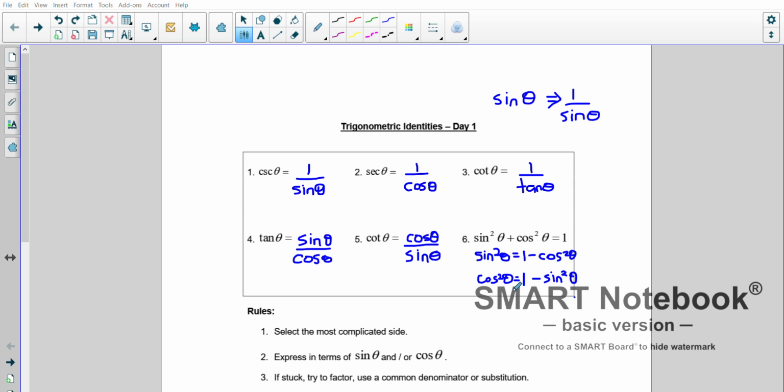Okay, so we can't just say, oh, this 1 divides out with this 1. That's not how that works at all. So we need another strategy here. So what I'm going to do is I'm going to look at this.